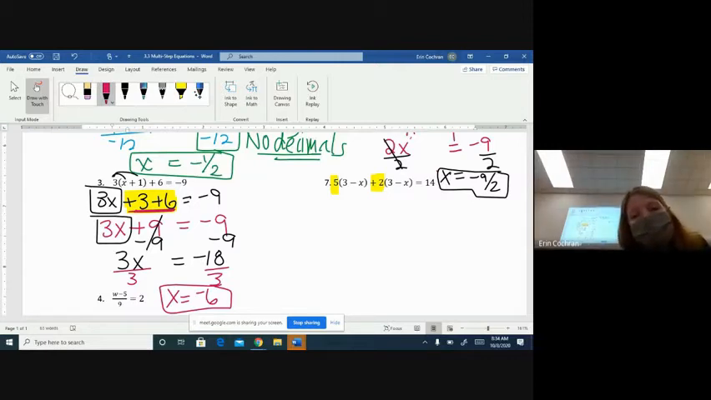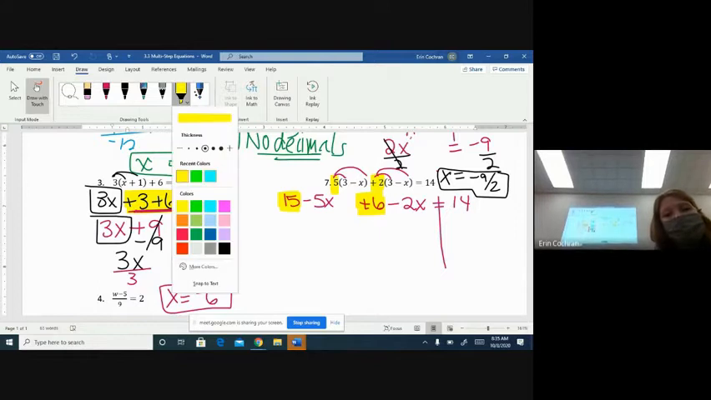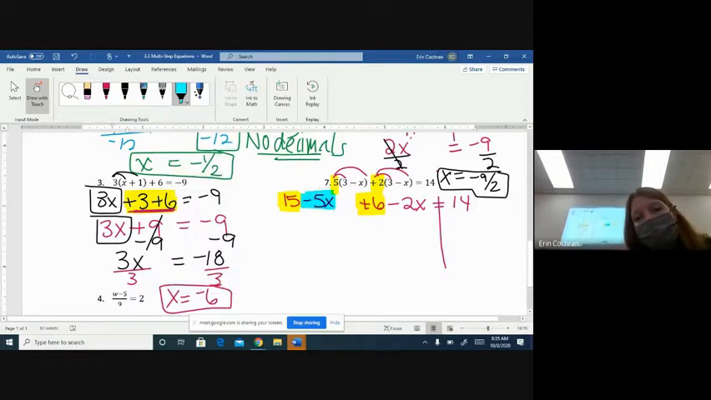So what did you guys get when you took 5 times 3 and 5 times negative x? Good. 15 minus 5x. When I distributed a positive 2, I would get positive 6. Great. All right. Now, we have a lot of like terms, don't we? We have a 15 and 6. And then we also have a negative 5x and a negative 2x.